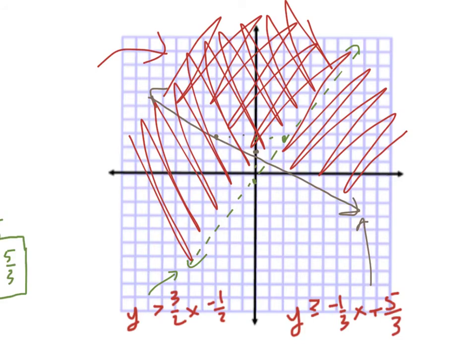When you graph a system of inequalities, my solution is the graph. It's this part right here. It's this section that is shaded by both inequalities.